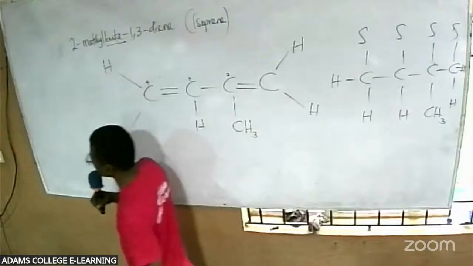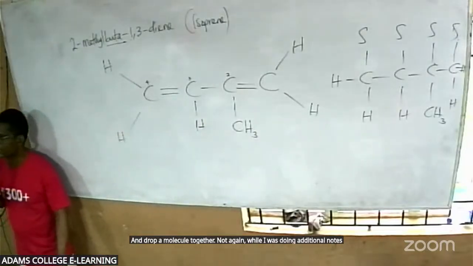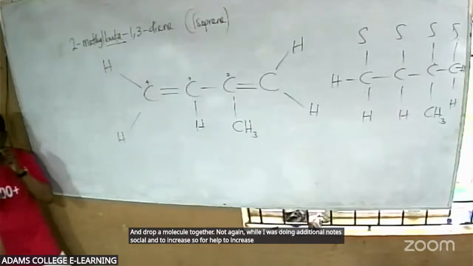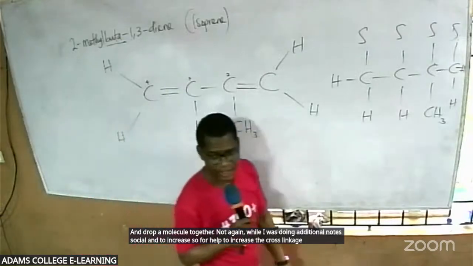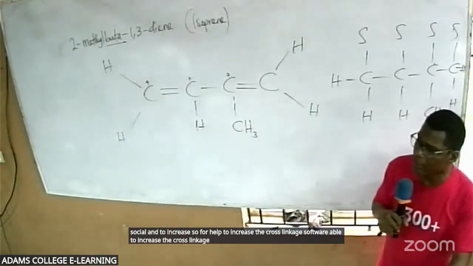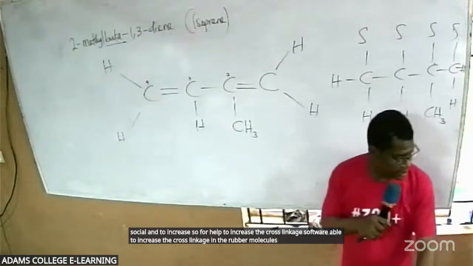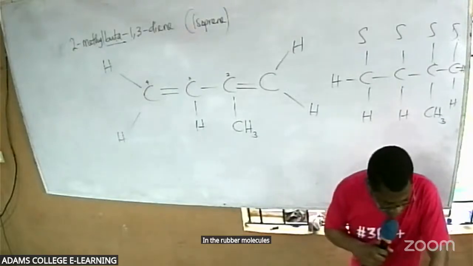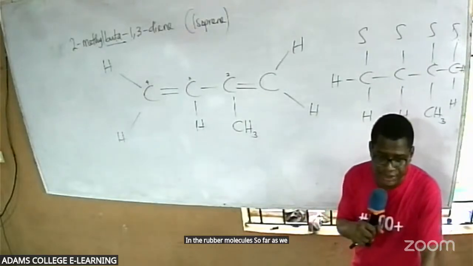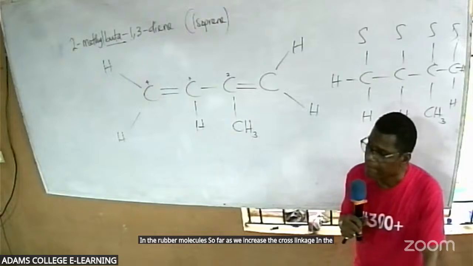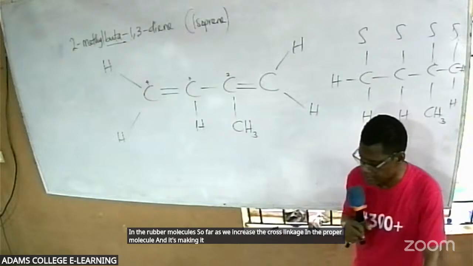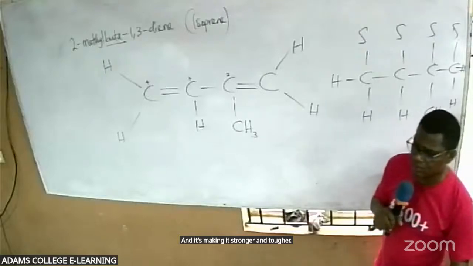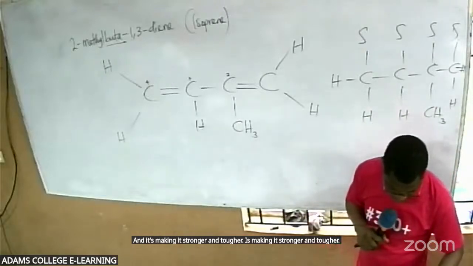Right. Note again, we're just doing revision. Notes: Sulfur helps to increase the cross linkage in the rubber molecules, hence making it stronger and tougher.